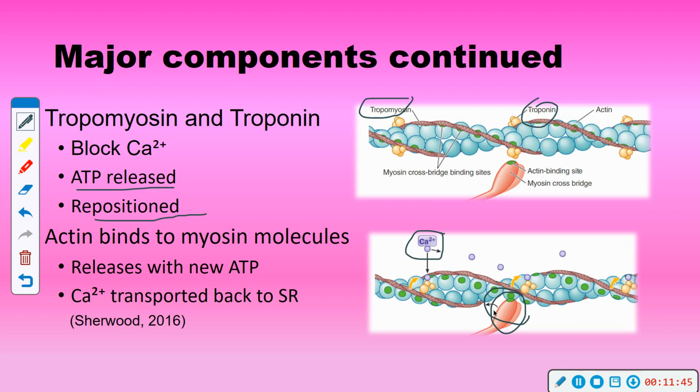Now, for my muscle to be able to relax, I have to have more ATP. Brand new ATP must be released. So energy is released again, and that allows another repositioning, which moves them away, blocks the calcium once again, so calcium gets put back into the sarcoplasmic reticulum. The cross bridge stops, and that allows my muscle to relax.